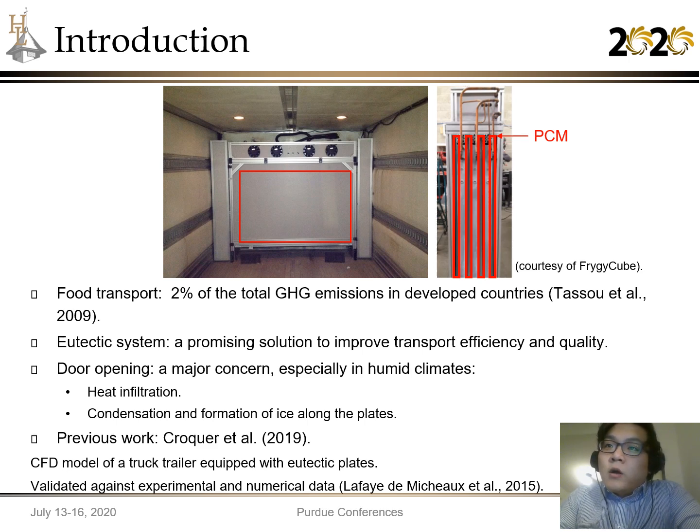Eutectic systems are systems composed of beams, plates, or tubes filled with a phase change material that is used to maintain the temperature inside the trailer, which seems to be a promising solution to improve transport efficiency and quality, as well as reducing reliance on fossil fuel consumption.